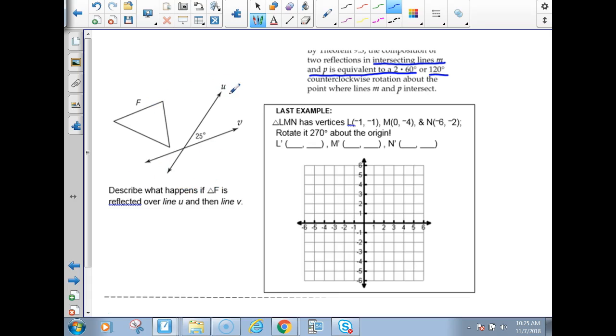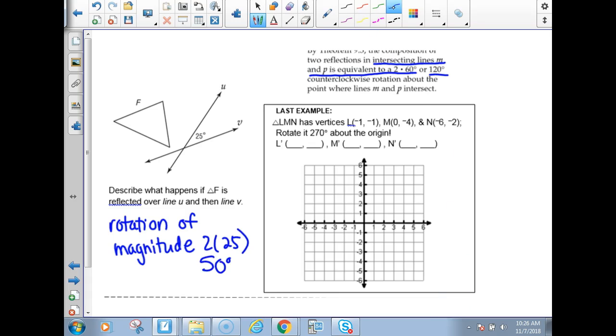Okay, so now if I was going to describe what's going to happen if triangle F was reflected over line U and then line V, it would result in a rotation of magnitude. Magnitude is the size of a rotation's angle measure. So the magnitude would be 2 times 25, which is 50 degrees.